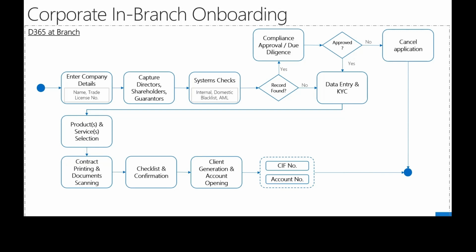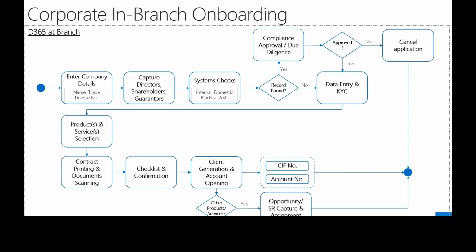through integration between Dynamics and the core banking system, where the customer SIF number is generated, the customer's account number is generated and set up, and then if there are any other products or services requested by the customer, the system proceeds to automatically create opportunities for those products, and that's how the process would run in Dynamics. So it's an end-to-end corporate in-branch onboarding journey that's being managed inside Dynamics by the RMs.